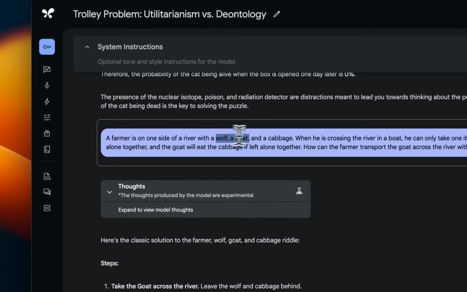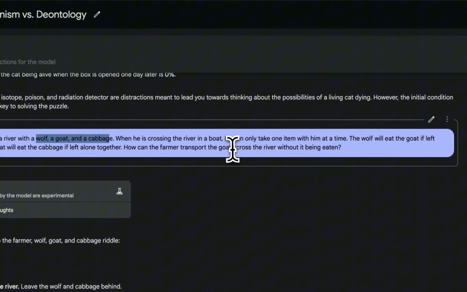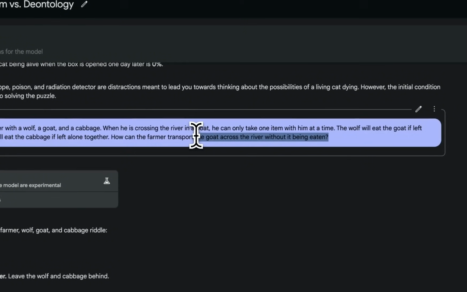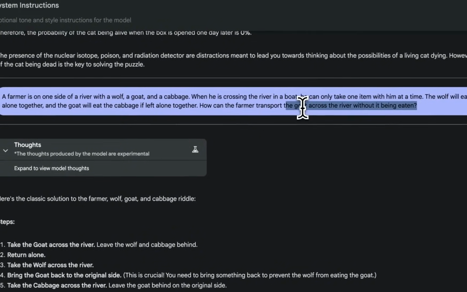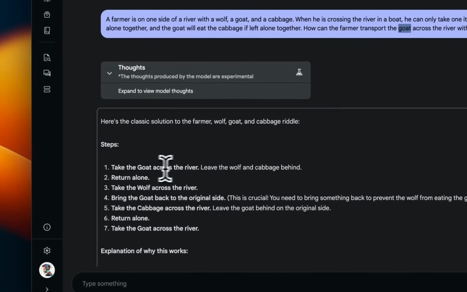So we have a wolf, a goat, and a cabbage, and we only want to take the goat across the river without it being eaten. The farmer can take only one object with him. Now, the simple solution would be to just take the goat to the other side. But here it says, take the goat across the river, leave the wolf and the cabbage behind, then return alone, take the wolf across the river, bring the goat back, right? And it goes through these multi-step processes, which are not needed based on what we are asking.